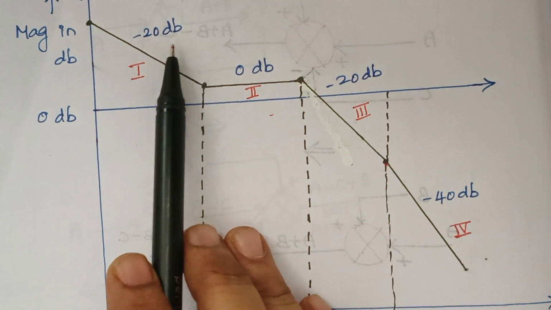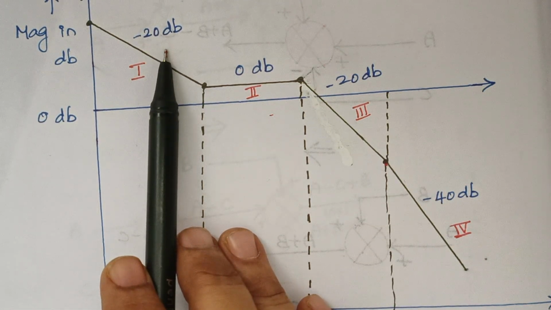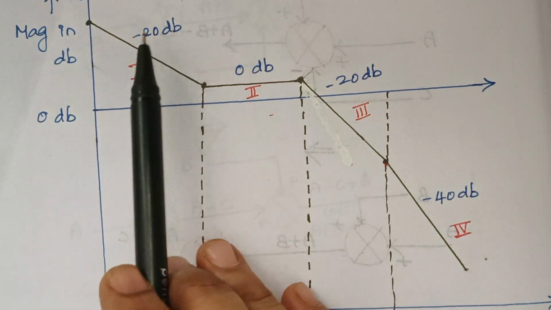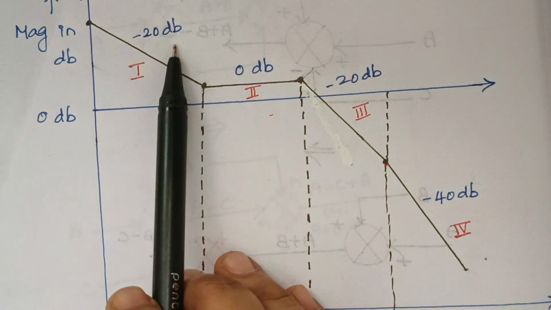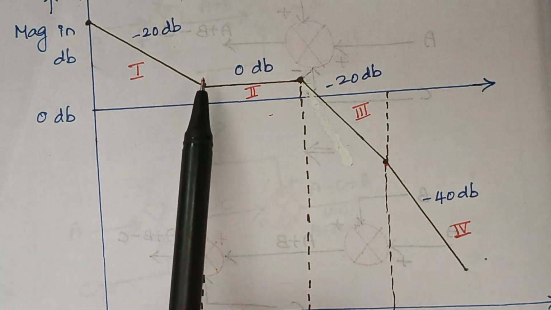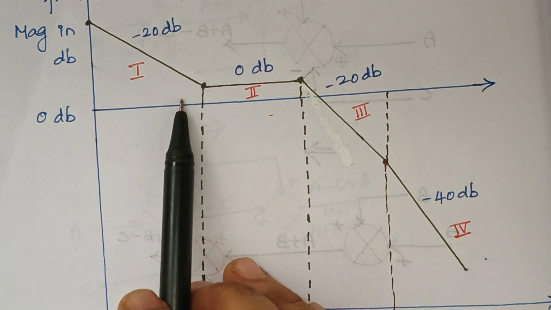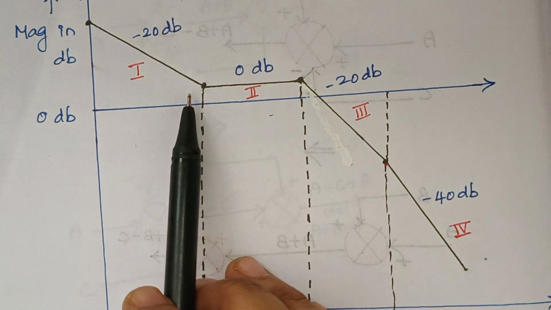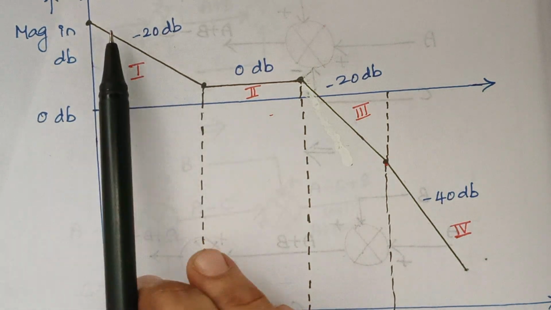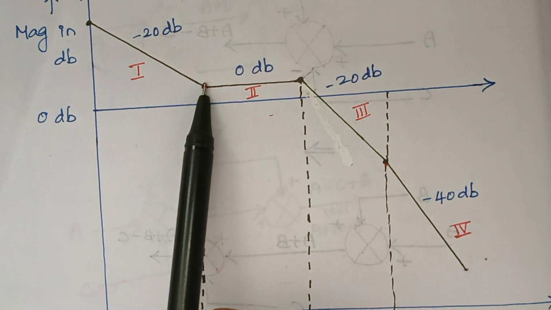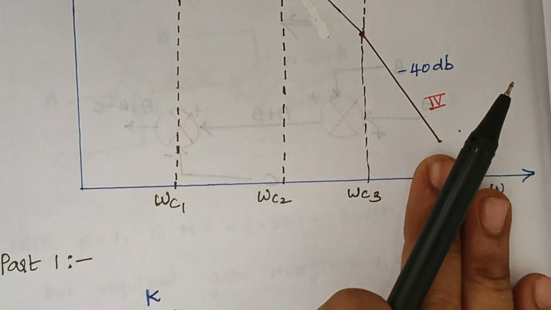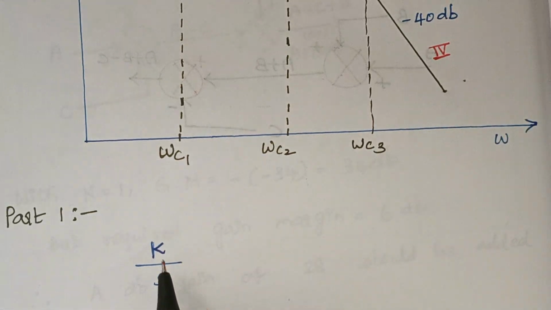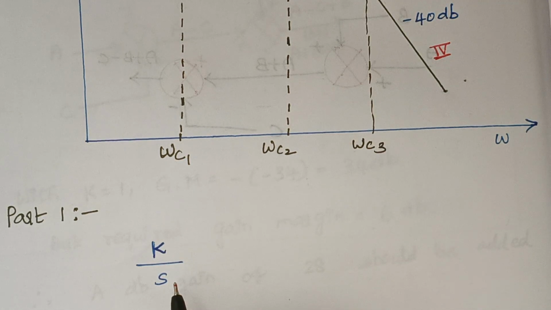What does it mean? It means that there is an individual s present in the denominator. Why am I saying denominator? Because here I have a minus sign, right? So the initial slope always indicates the constant along with the individual s term, right? We do not know the value of the constant, so let it be k. And this -20 is contributed by s in the denominator. So for part 1, we write the transfer function as k by s, right? Hope you understand this one, right?